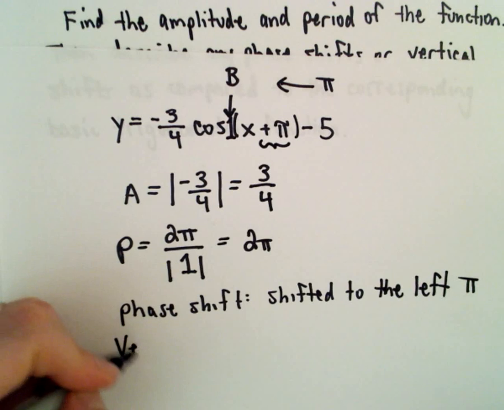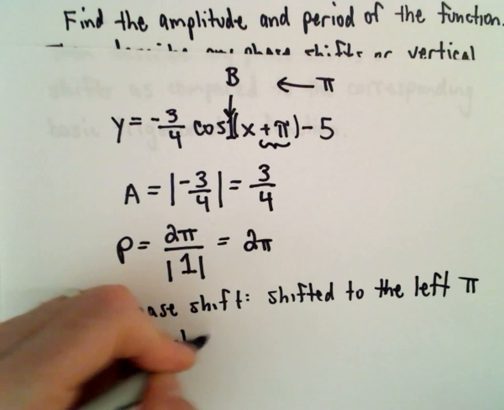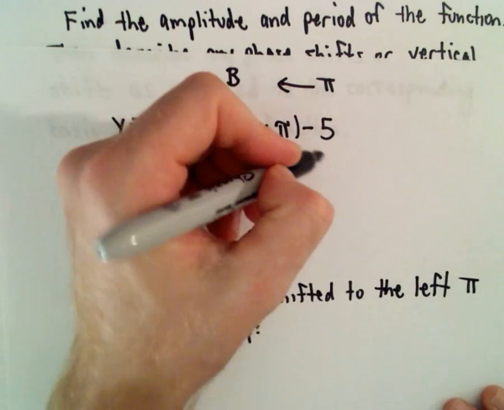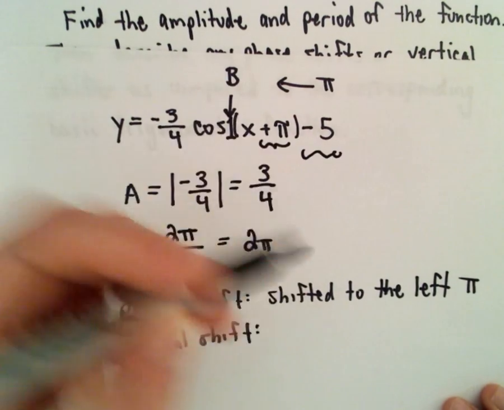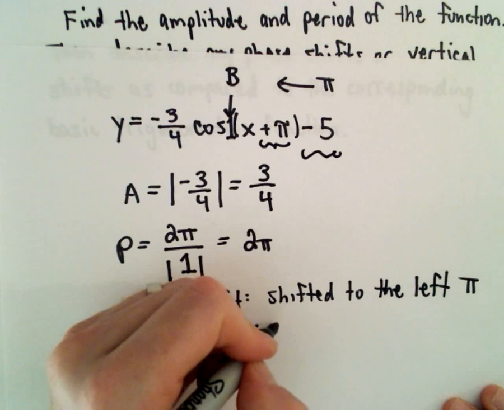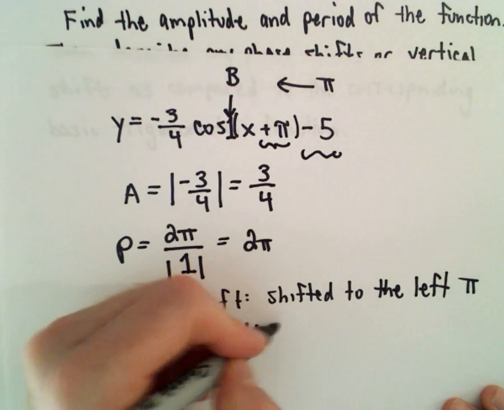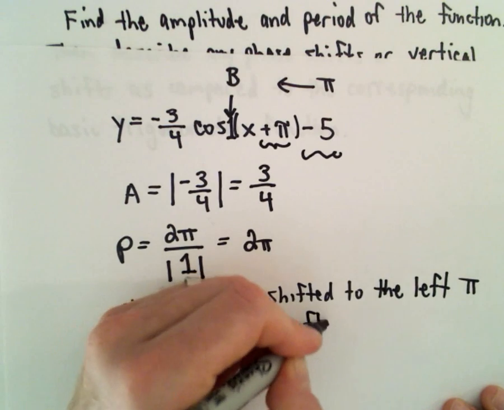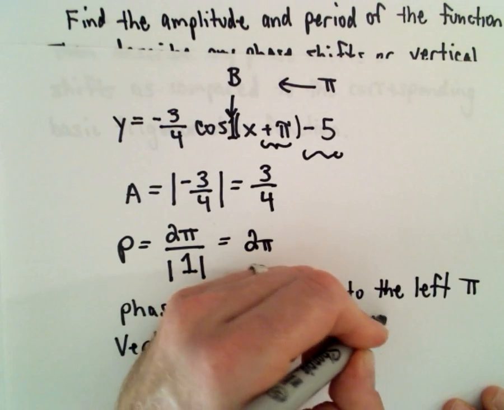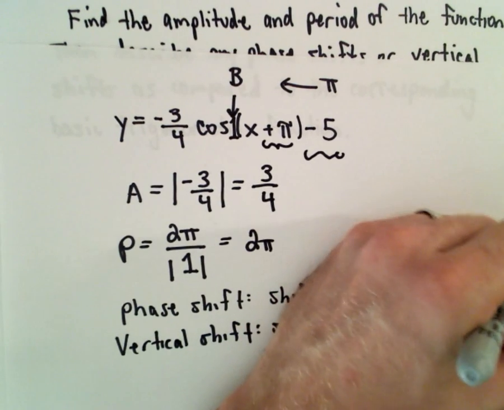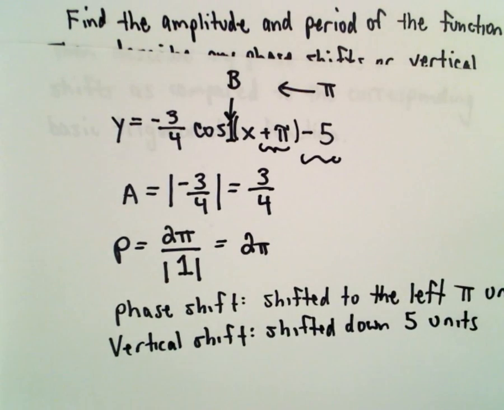And to get the vertical shift, I look at the number on the very outside. So we've got a negative 5 there. It'll look like the graph of cosine x, except it's going to be shifted down. Shifted down 5 units. Okay, so that's the idea.